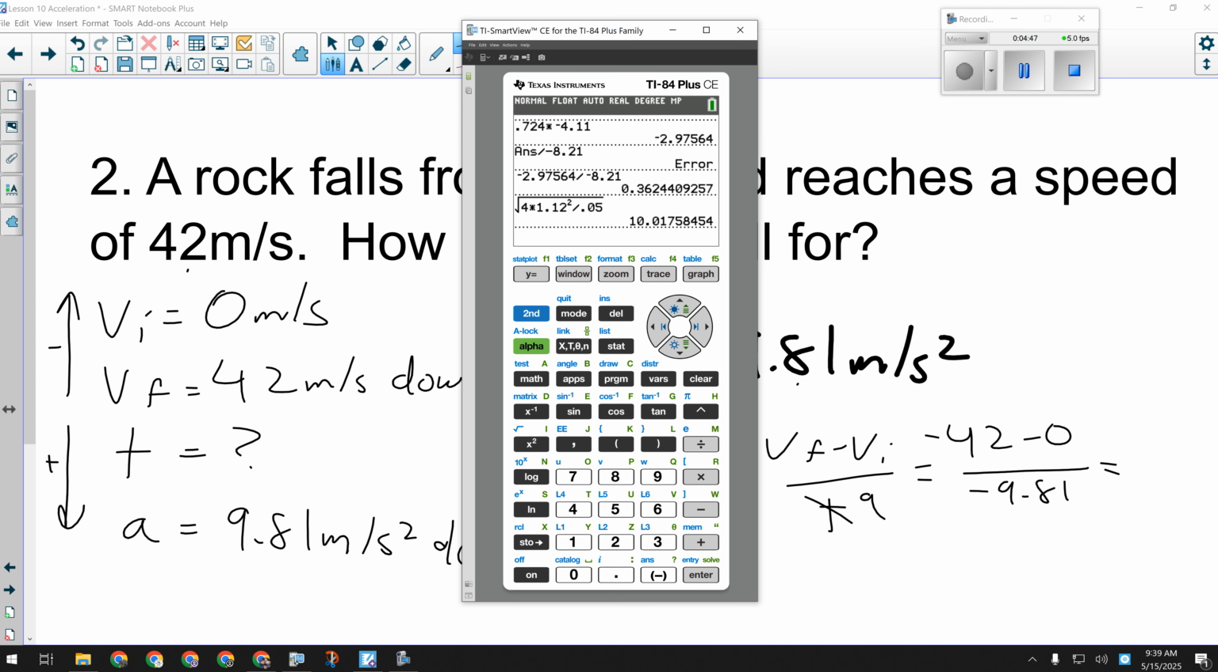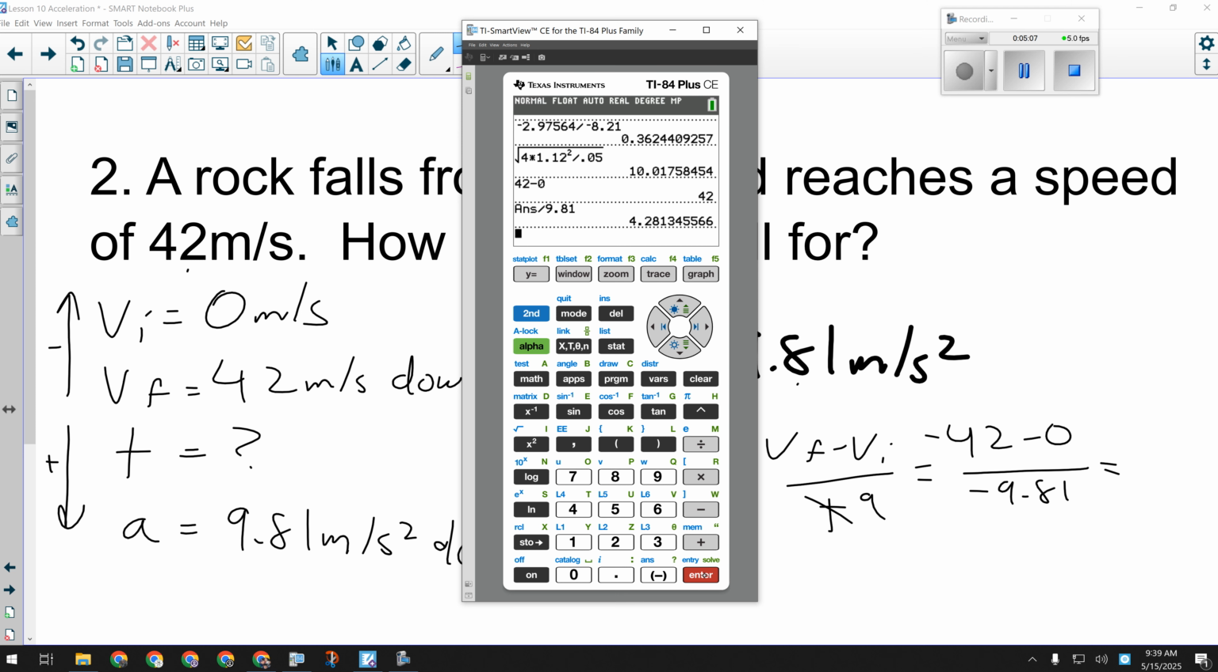All right, so 42 minus 0, obviously, divided by 9.81. All right, so it's going to fall for 4.28 seconds. Okay? All right, questions on that one?